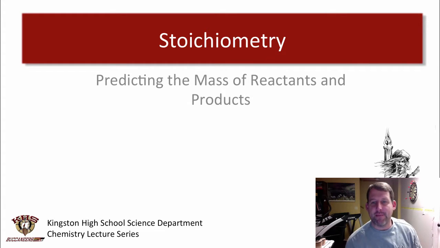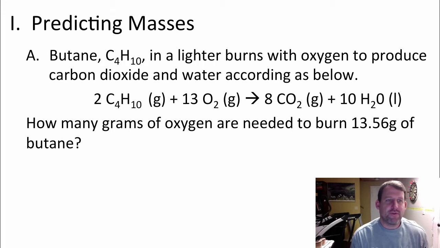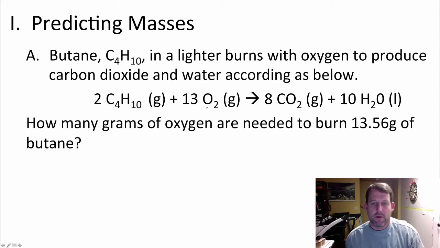So this will help us predict the mass of reactants and products as we go through stuff. Let's get started. Let's consider, first of all, this reaction of butane. This C4H10 here is butane. It's going to be burned in the presence of oxygen, right here. And that's going to give us carbon dioxide and water.